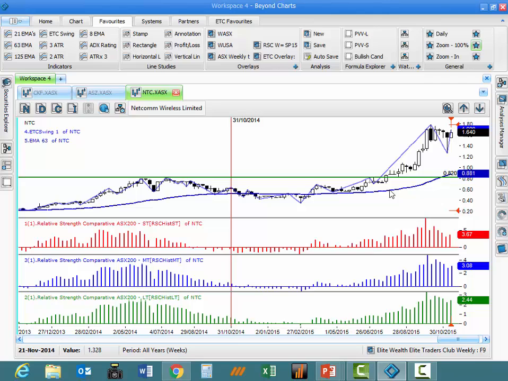So whilst Jeff was picking up the stock at around 60 odd cents and saw it go down to around 40 cents, that's a fairly big move against you. It's a 20 cent drop on a 60 cent stock, so it's around about 30% against you. That's a pretty significant move.